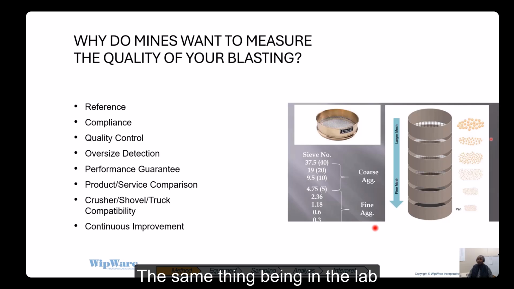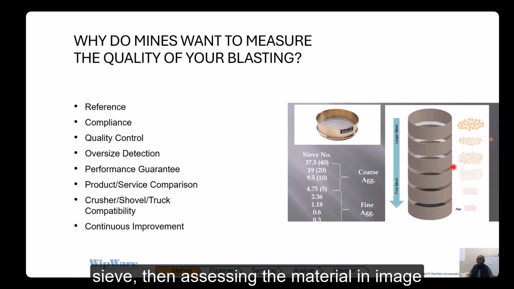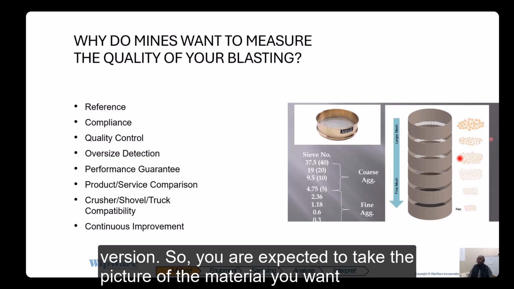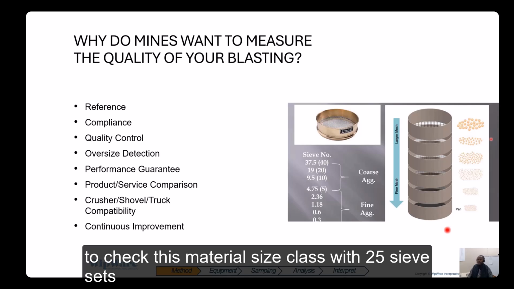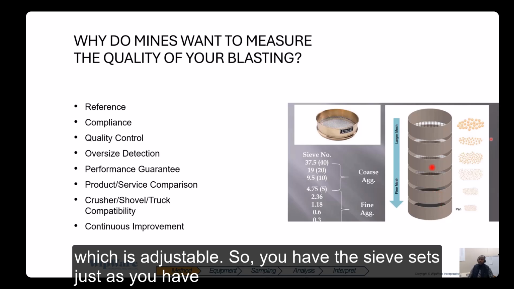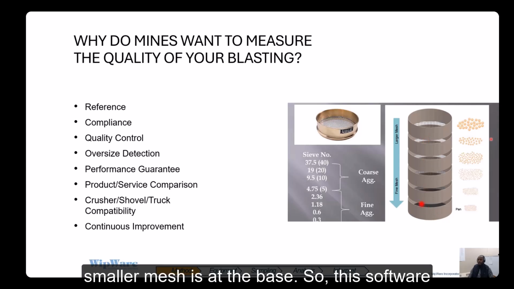The same thing being done in the lab is what the software is replicating, using a virtual sieve, then assessing the material in image form. So you are expected to take a picture of the material you want to analyze, then the software is going to do the assessment, giving you the ability to check the material size class with a 25 sieve set, which is adjustable. So you have the sieve set just as you have it in the lab, where the bigger mesh is at the top and the smaller mesh is at the base.